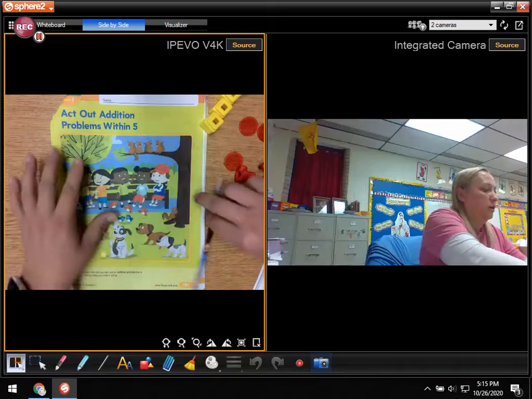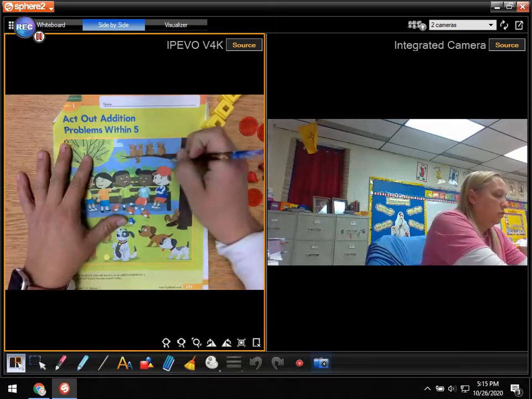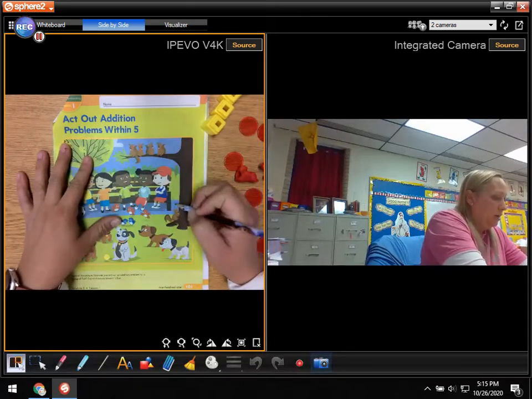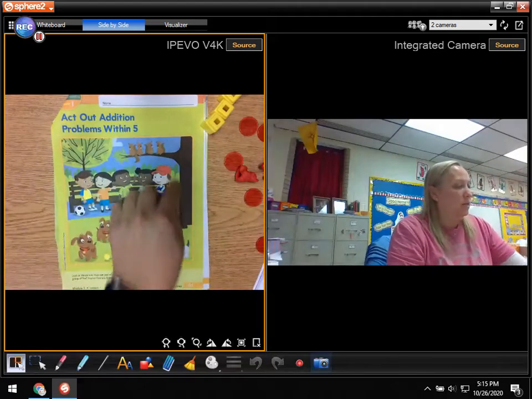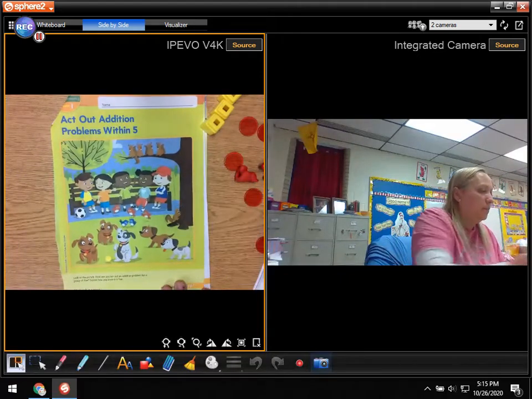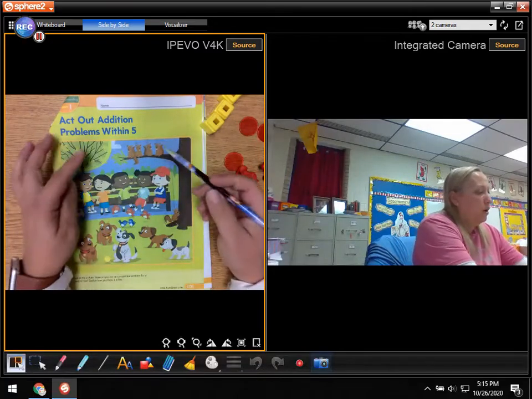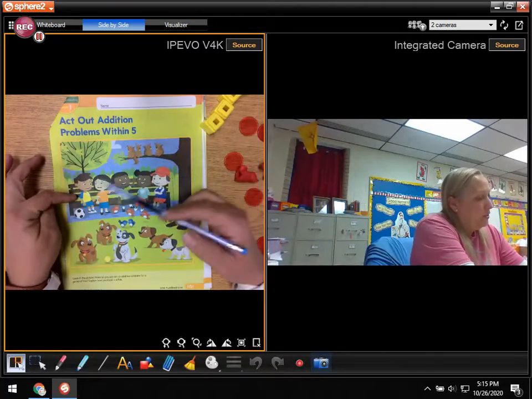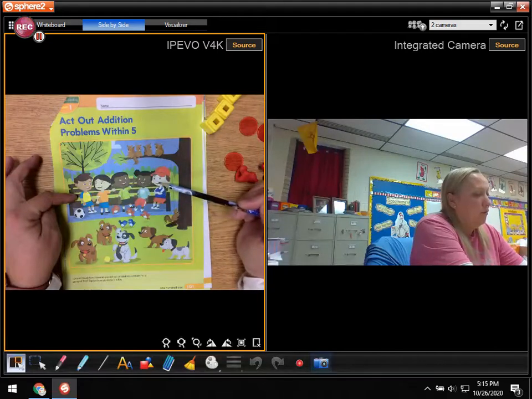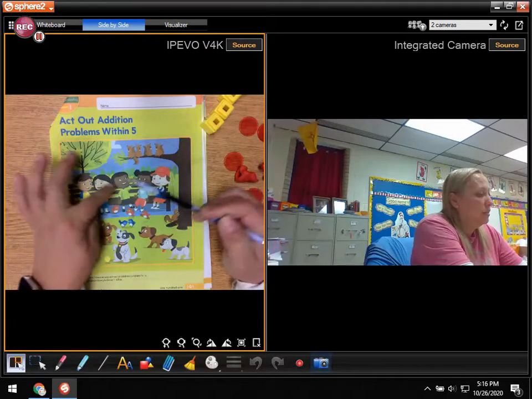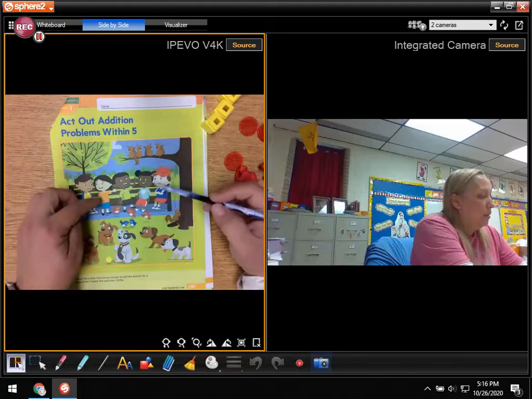Good job. So we're going to circle our 4 here and our 1 there. So these two go together, okay? 4 and 1 is 5. Then we work our way down. And we see there's 1, 2, 3, 4, 5 kiddos already. So that's already 5.